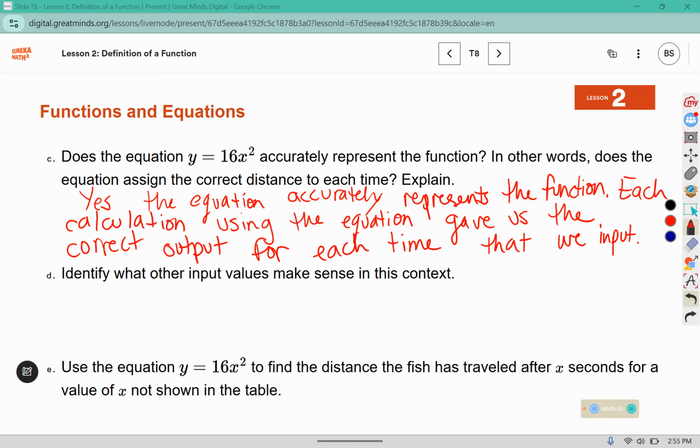Identify what other input values make sense in this context. So any value from 0 to 4 seconds would make sense in this because the fish was released at 0 seconds and it hit the ground or the water at 4 seconds.